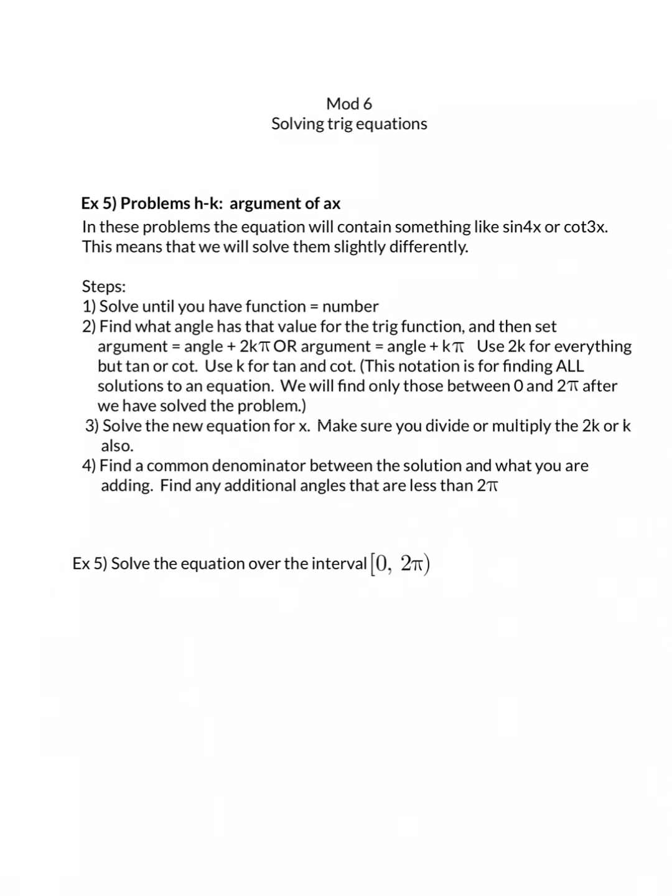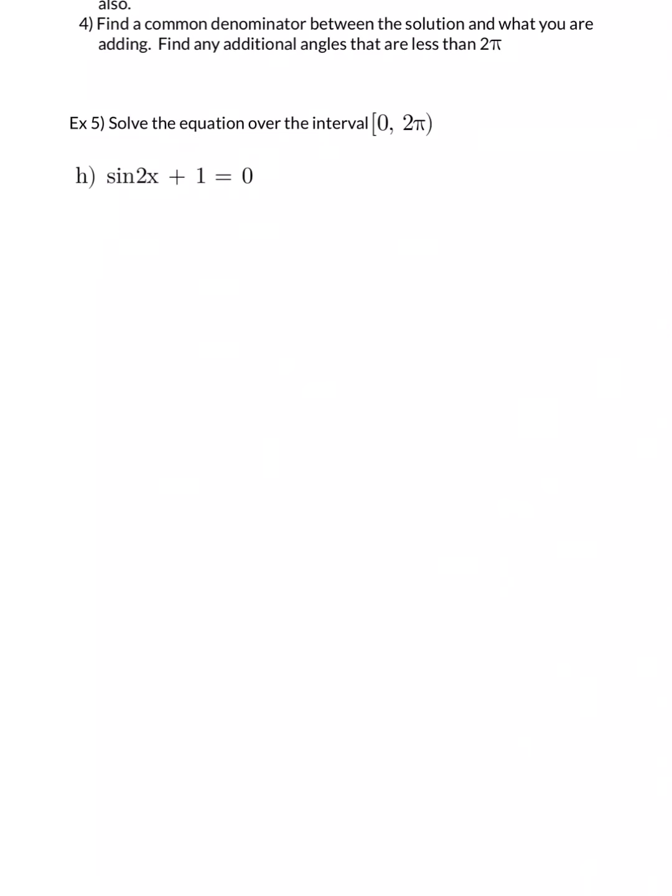Once you've done that, you're going to need to find a common denominator and find all the angles that are between 0 and 2 pi. I know this sounds very complicated right now, but once you've seen a few examples, hopefully it will make more sense. So the types of problems that we are going to look at will have the directions: solve the equation over the interval from 0 to 2 pi.